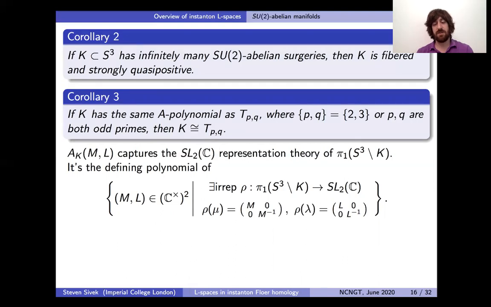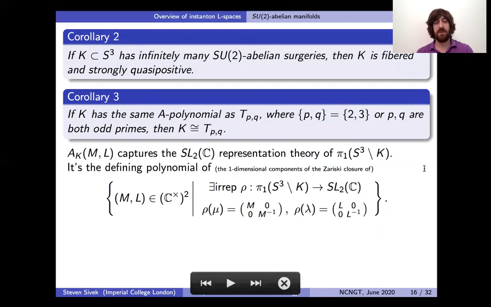And, I mean, this is slightly inaccurate. You have to throw out all the points, take the Zariski closure, but essentially that's how the A-polynomial is defined. And originally the A-polynomial also included a curve of reducible representations, and I'm doing a slight modification where we just throw that curve out.